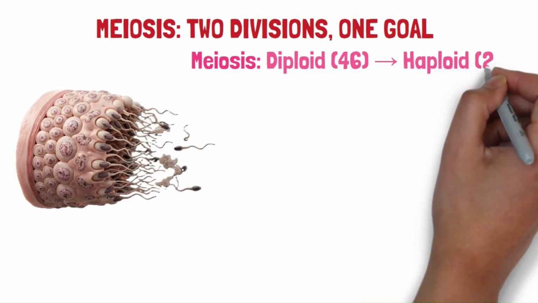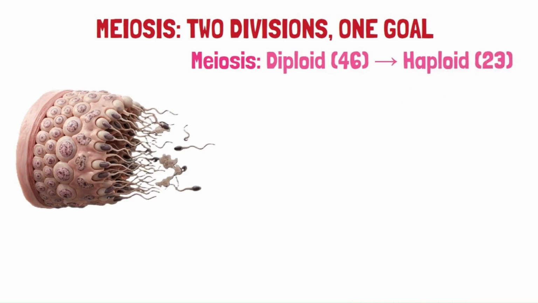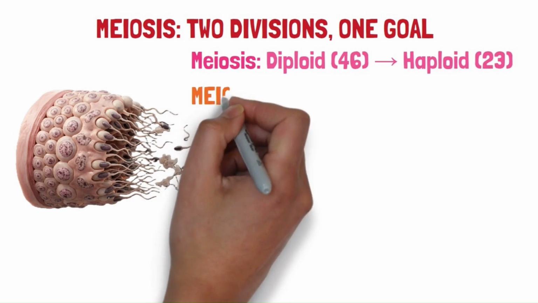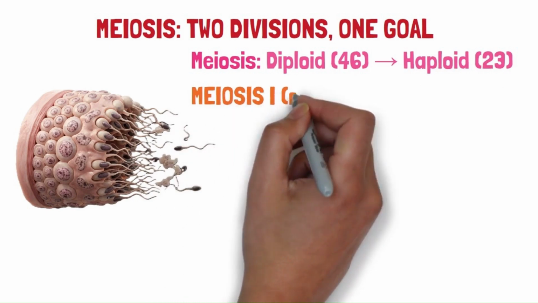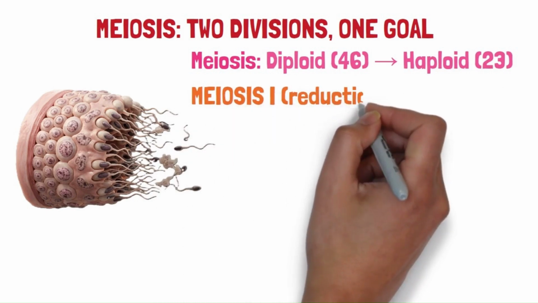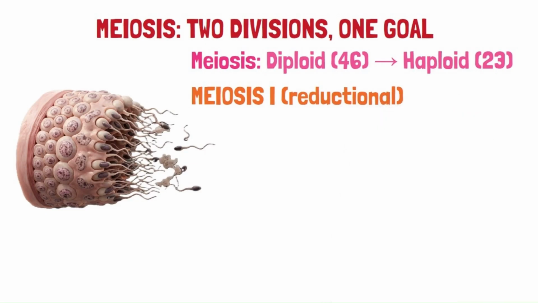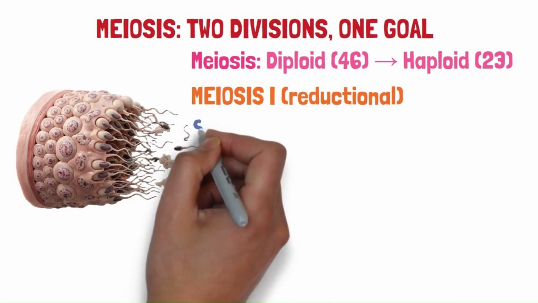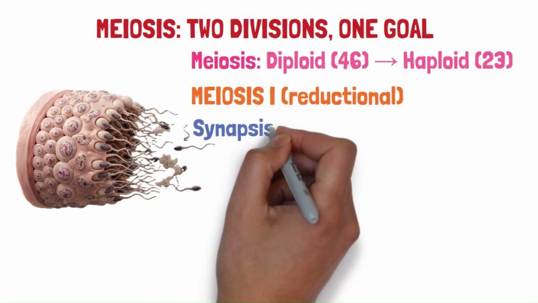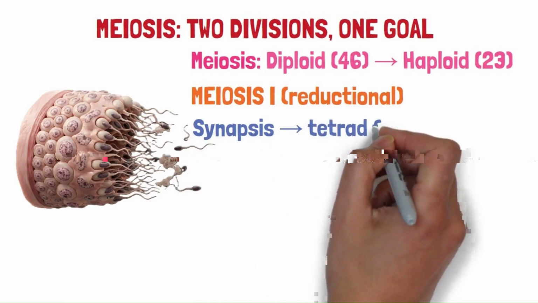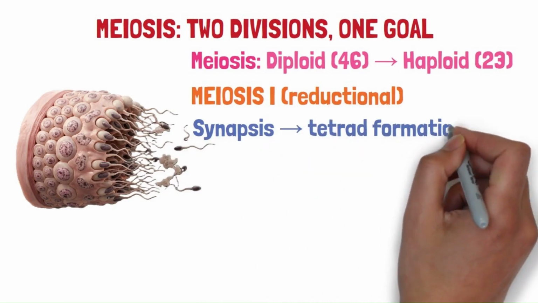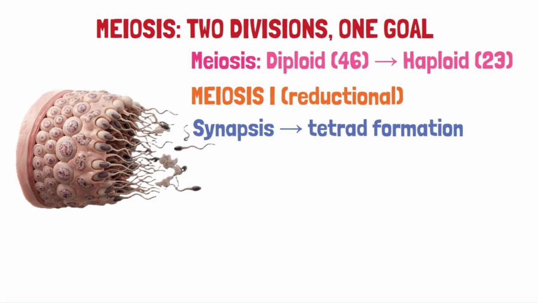First, homologous chromosomes pair up, that's synapsis, forming a structure called a tetrad. While they are paired, crossing over happens. Segments swap between non-sister chromatids, which is where your genetic diversity comes from. Then disjunction. The homologous pairs separate and each daughter cell gets 23 chromosomes, though each one is still duplicated.